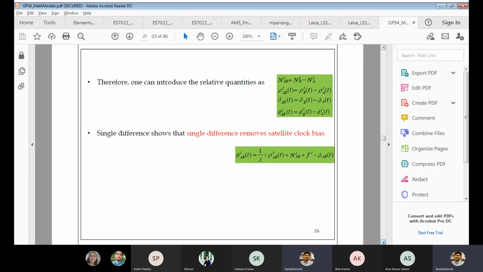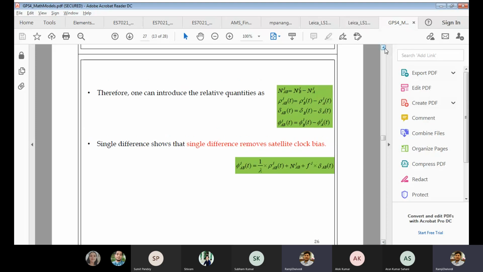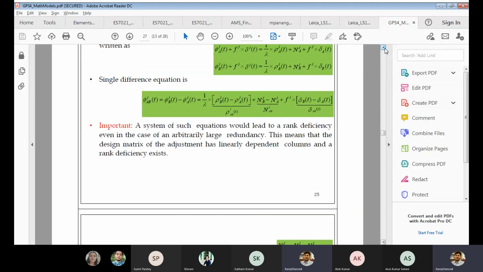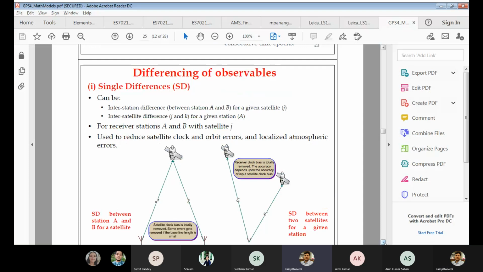I'll tell you why. But for this time, you just focus on the single difference. Can you write this equation now on your own? I want you to write the carrier observable for the jth satellite and A receiver, and the jth satellite and B receiver, and subtract on your own. I'm going back to the previous slide. Just write it on your own. Just observe it.